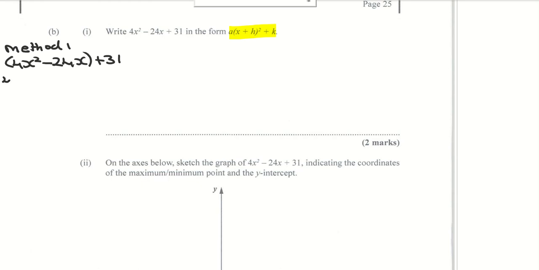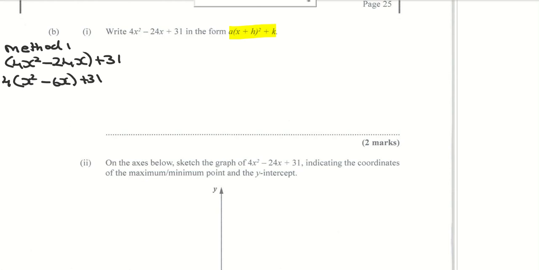So it's going to be 4 open bracket. 4 times what will give you 4x squared? 4 times x squared. And 4 multiplied by what would give you 24? That is 6. 6 fours are 24. So it would be minus 6x close bracket plus 31. Right? That's the next step.